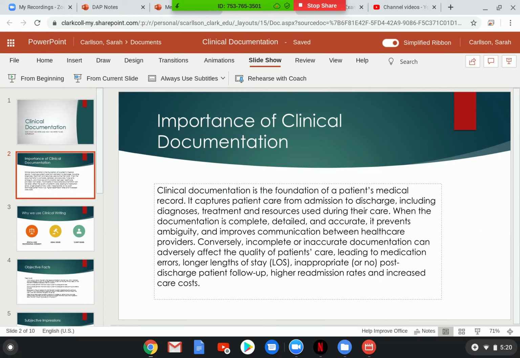So when documentation is complete, detailed, and accurate, it prevents ambiguity and improves communication between healthcare providers. So also with progress notes, we want to make sure that they're accessible and readable for other clinicians so that they can see what we did in treatment with them, what needs to happen moving forward, and so that we can really accurately describe how the patient is changing through treatment.